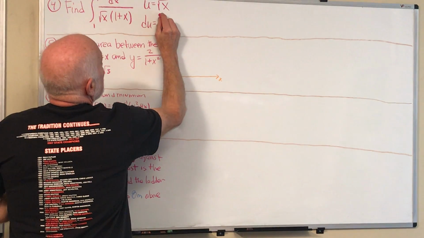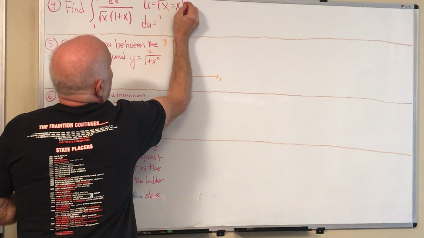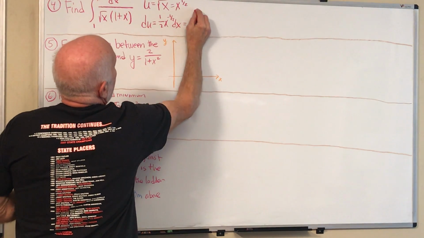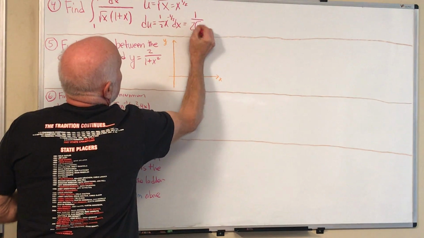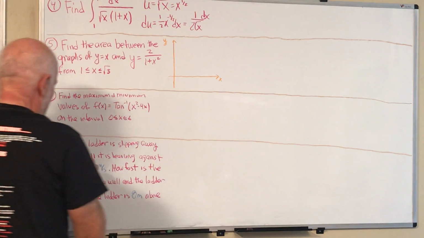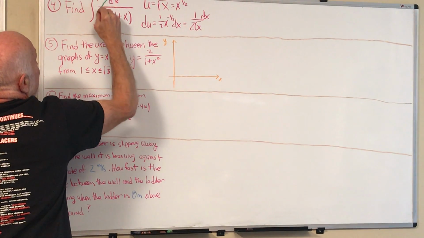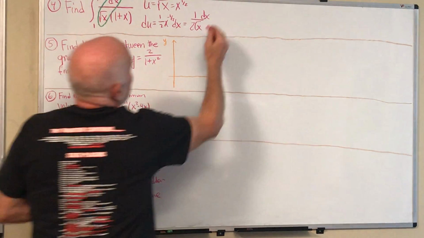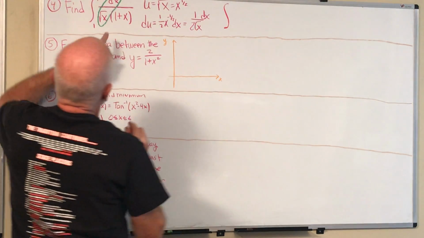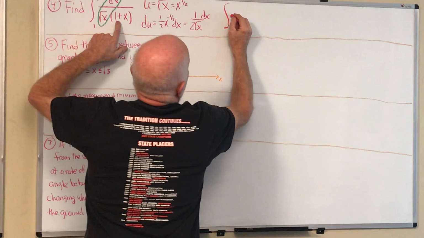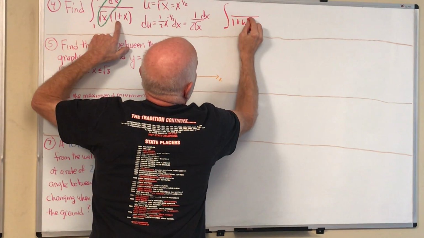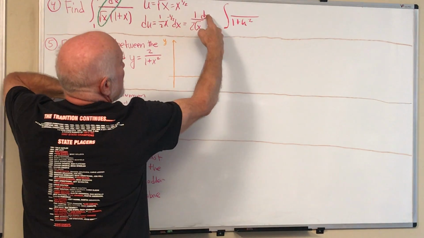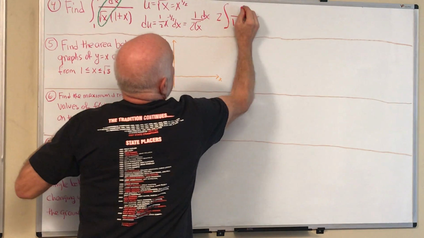Du could be, this is x to the 1/2, so du is 1/2 x to the negative 1/2, or 1 over 2 root x dx. That's almost what I've got. That's what I have left to deal with. So I think that's going to work out nicely, because I can call this right here 1 plus u squared, and then dx over the square root of x right here is just 2 du.